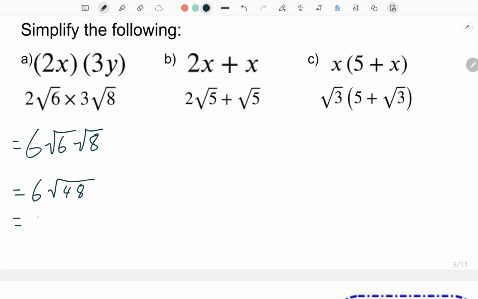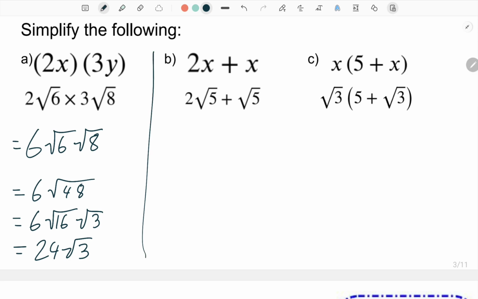So that 48, how can we break that down? Well, that would be root 16, root 3. Root 16 is 4, so 4 times 6 is 24, root 3. Okay, let's take a look at the next one.